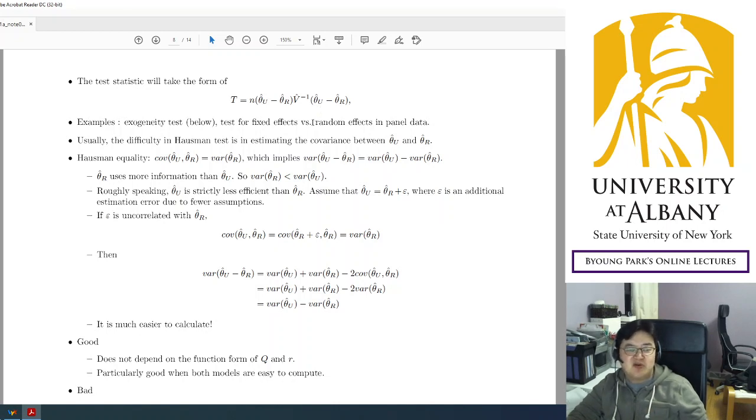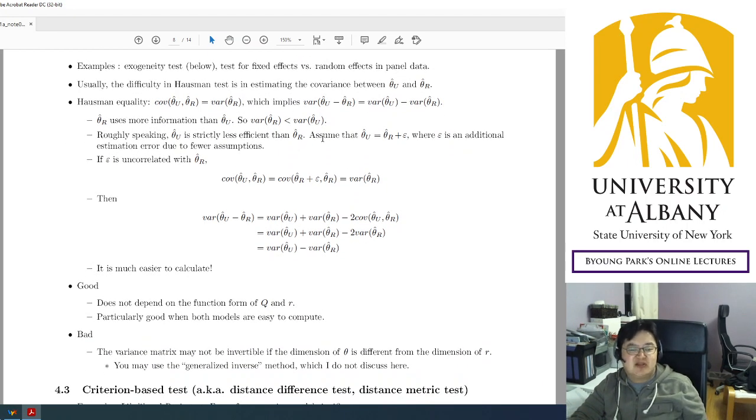Mathematically, the problem is if q is smaller than k, where theta's dimension is k and the number of restrictions is q. If q is strictly smaller than k, the variance V is not full rank. The rank of the variance will be only q, so the inverse cannot be taken. So the variance may not be invertible because of the non-full rank problem. There is a mathematical way to handle that, like the generalized inverse, which will not be considered in this course, but it could be a problem.